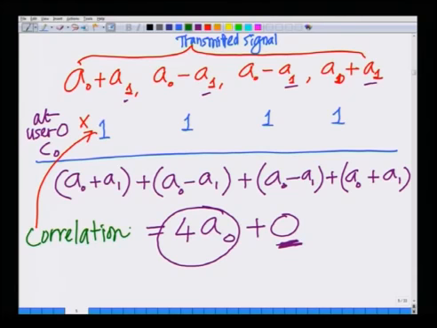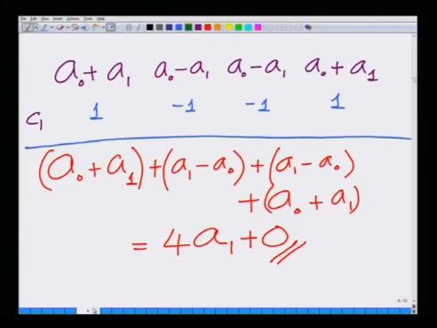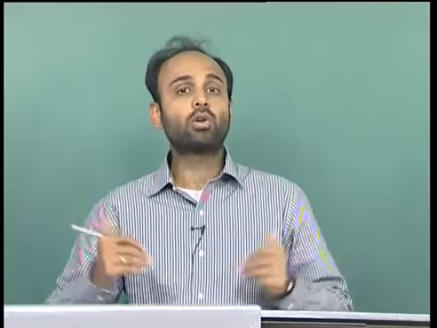This multiplication operation is also known as correlation. Hence, at user 0 I am correlating with his code, which is C0, and I am able to recover the symbol A0. At user 1 I am correlating with his code, which is C1, and I am able to recover his symbol A1. So, by correlating with the different codes corresponding to the different users, I am able to recover the signal both of user 0 and of user 1.